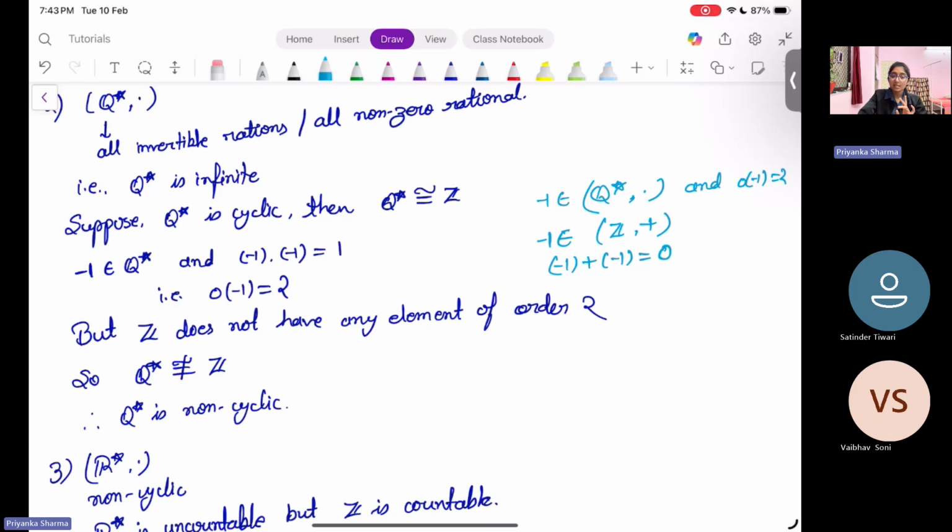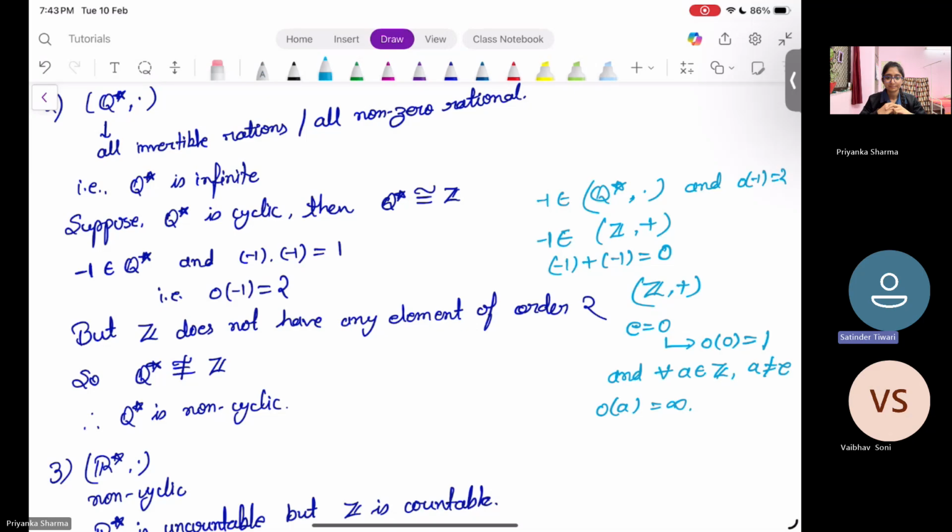Z with respect to plus has identity 0. So the order of 0 is 1, and for all A belongs to Z, if A is other than identity, the order of A is infinite. Z has exactly one element of some finite order. Clear? Understood, ma'am. Now understood. Thank you, ma'am.